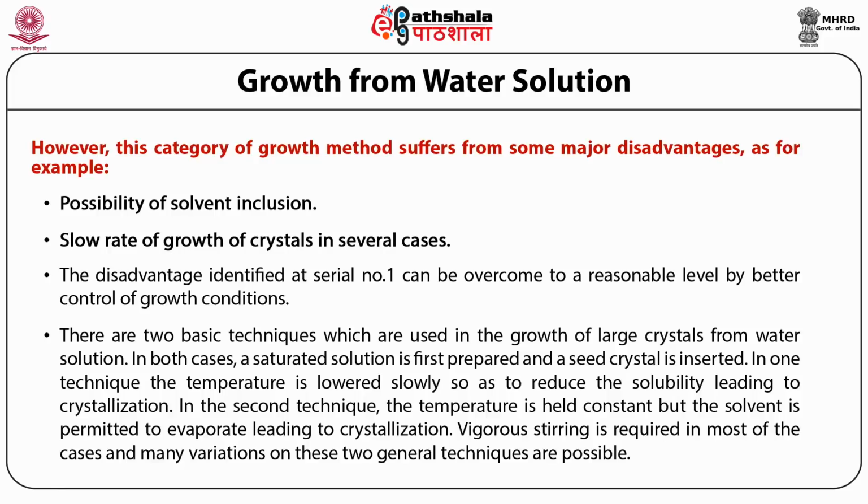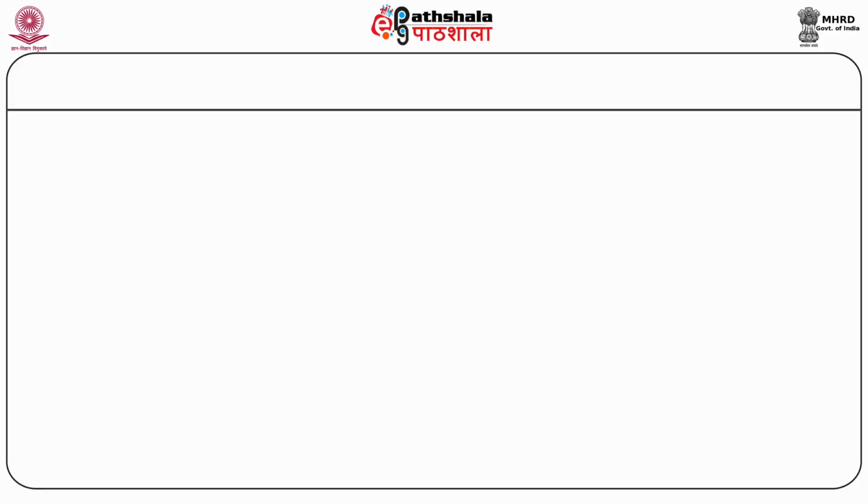In one technique, the temperature is lowered slowly so as to reduce the solubility leading to crystallization. In the second technique, the temperature is held constant, but the solvent is permitted to evaporate leading to crystallization. Vigorous stirring is required in most of the cases, and many variations on these two general techniques are possible.